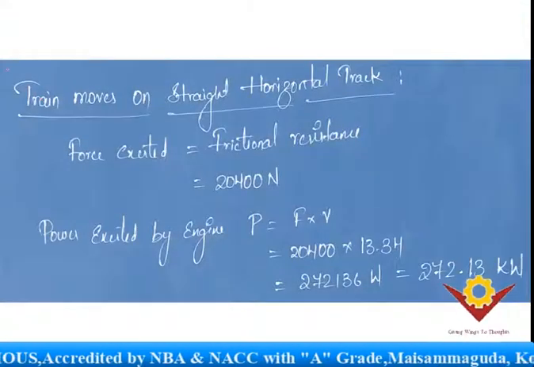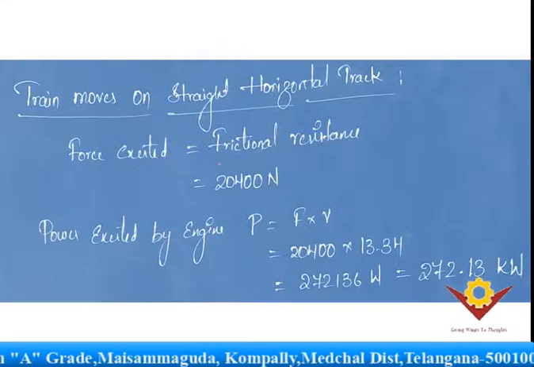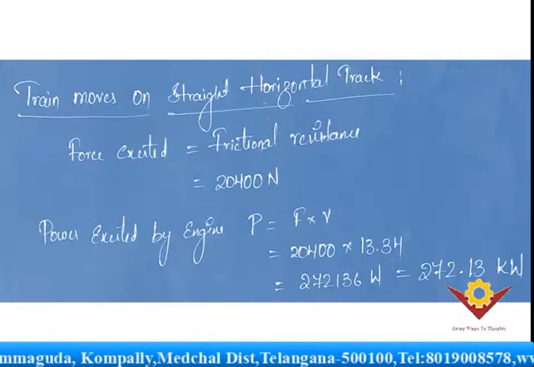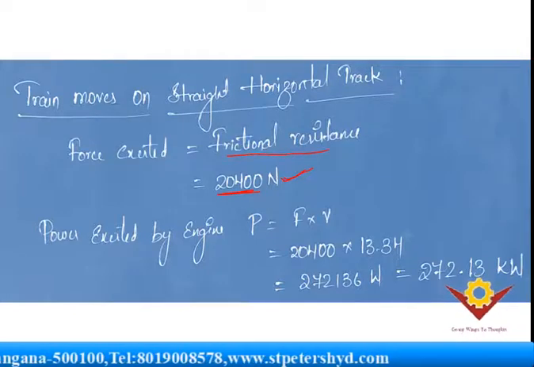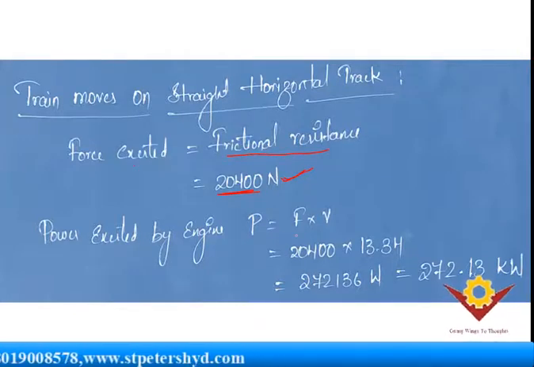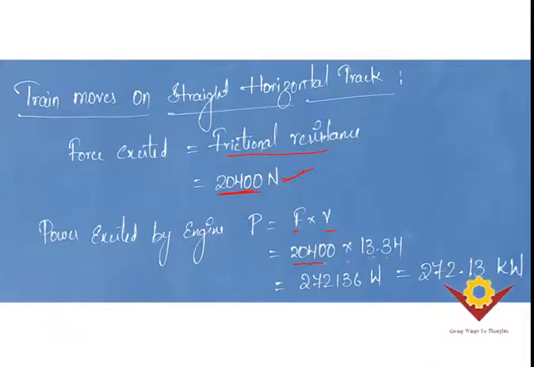And now first we'll see the first case. The train moves on a straight horizontal track. Then what is the force exerted? The force exerted on the train is the frictional resistance, which you already found, which is 20,400 newtons. And the power exerted by the engine, P, equals, the power formula is force into velocity. We have the force, which is 20,400, and the velocity 13.34, which we found already. If you multiply these two, you're going to get 272.13 kilowatts. This is the power exerted by the engine when it is moving on a straight horizontal track.